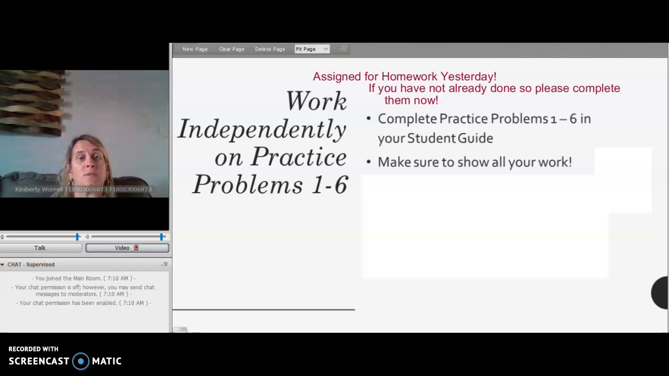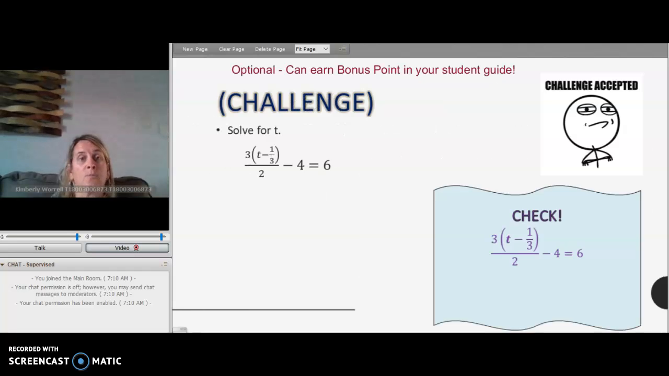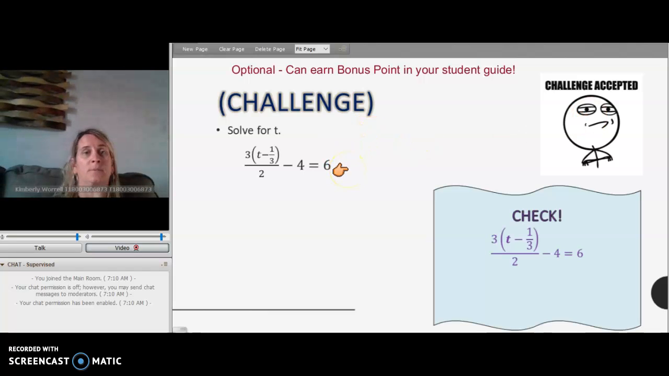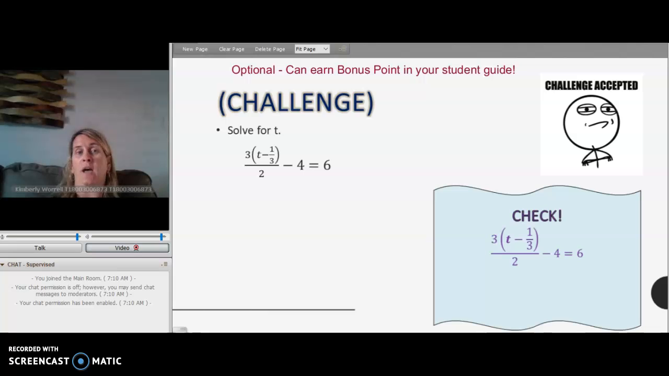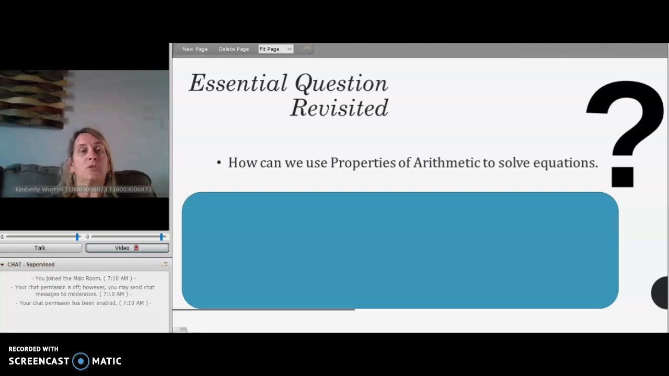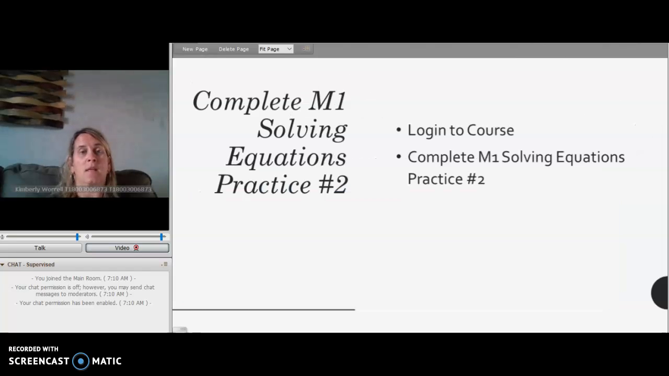You're allowed to use your notes to help with problems in your student guide as well as your online practice. There's a challenge problem in your student guide. It is optional. You do not have to complete it. However, if you do and you show all your work and it's correct, you could earn bonus points. So that's optional. You do not have to do the challenge problem. Make sure you're ready tomorrow to answer and share your thoughts on the essential question. How can we use properties of arithmetic to solve equations?